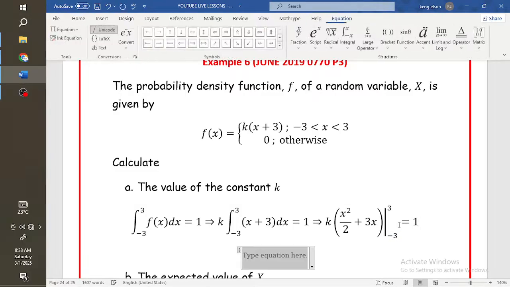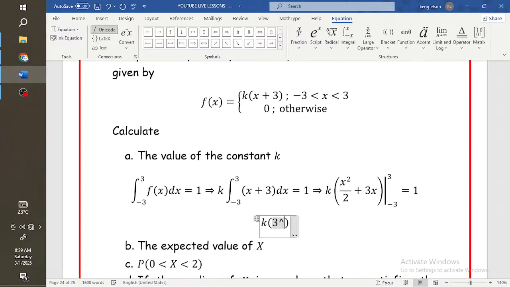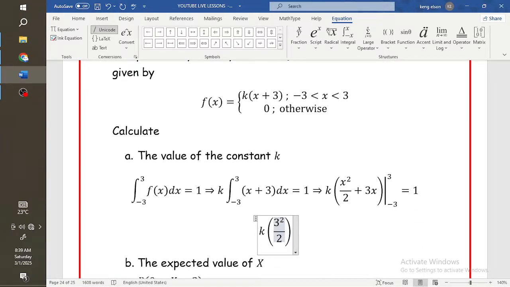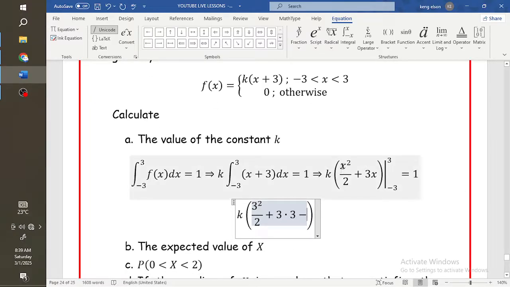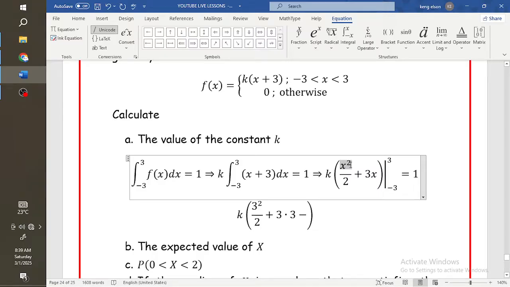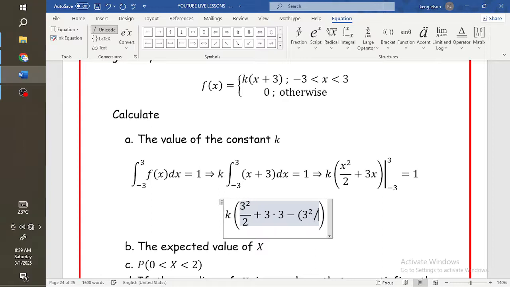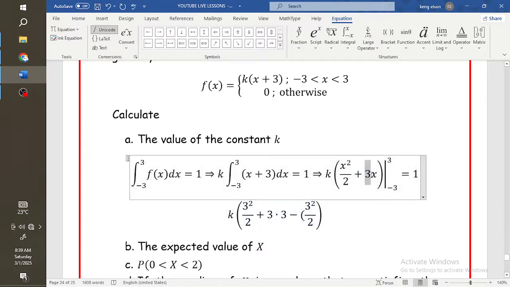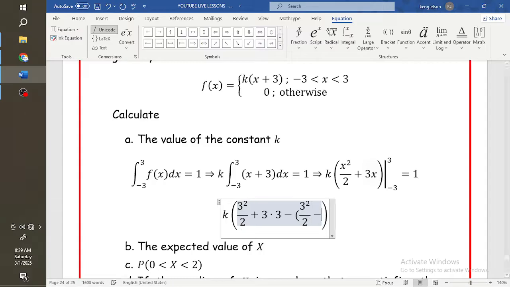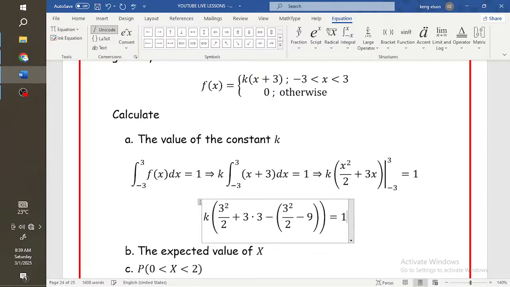Let us fit the upper bound first. If I fit the upper bound, I get 3 squared over 2 plus 3 times 3. Minus, we now need to fit the lower bound. It is minus 3 all squared, which is also 3 squared, so we are going to have 3 squared over 2. Then 3 times minus 3, which is minus 9. And then we equate everything to 1.